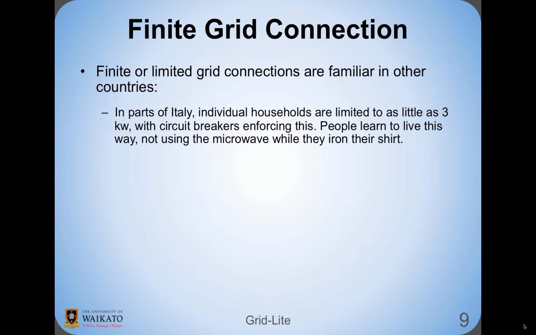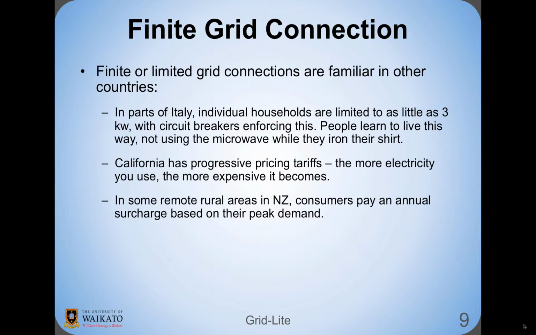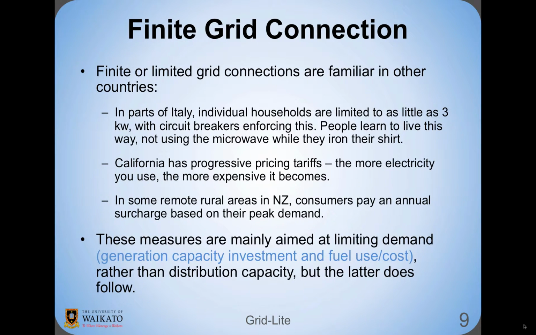Well, there are parts of Italy where individual households have limited connections, only 3 kilowatts, but they live with this, maybe not able to use the microwave while they iron their shirt, but that's not a disaster. California has progressive pricing tariffs, encouraging consumers to keep their demands low. And in some more remote rural areas of New Zealand, consumers pay a surcharge based on their highest annual peak 30 minutes. These measures have been largely motivated at limiting demand, so saving on capacity investment and or fuel costs, but they could equally well apply to controlling distribution capacity needs.